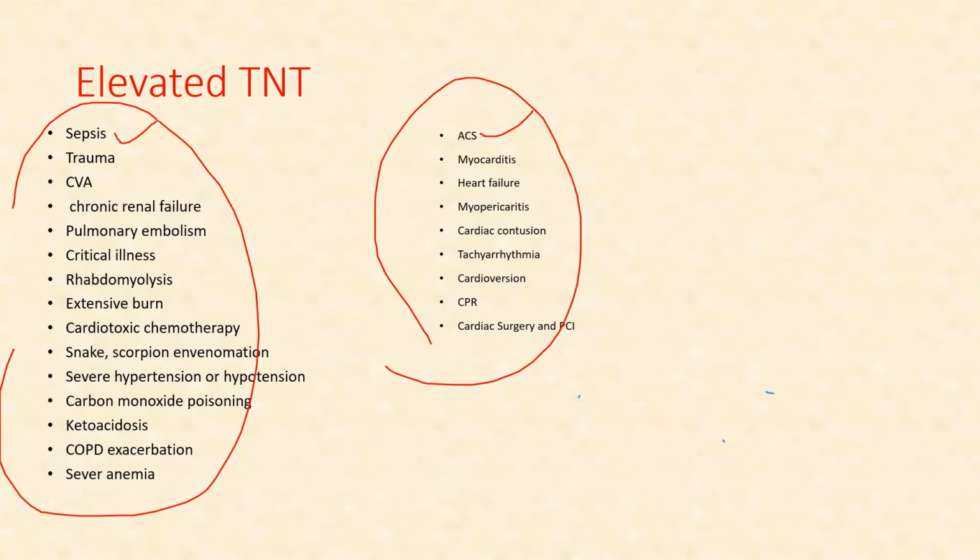Sepsis, trauma, CVA, chronic renal failure, pulmonary embolism, critical illness, rhabdomyolysis, extensive burn, cardiotoxic chemotherapy, scorpion and snake poisoning, severe hypertension or hypotension, carbon monoxide poisoning, ketoacidosis, COPD, severe anemia. Okay, these are all causes of elevated troponin.